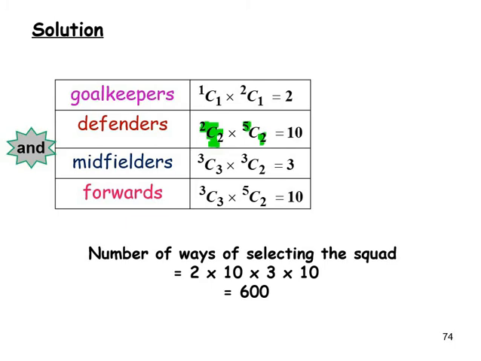And then we are going to repeat the same process for midfielder. Okay, and then we are going to multiply because this is not "or", this is "and". Choose goalkeeper and defenders and midfielders and forward, so we have to multiply instead of adding. Okay, so the answer is 600.